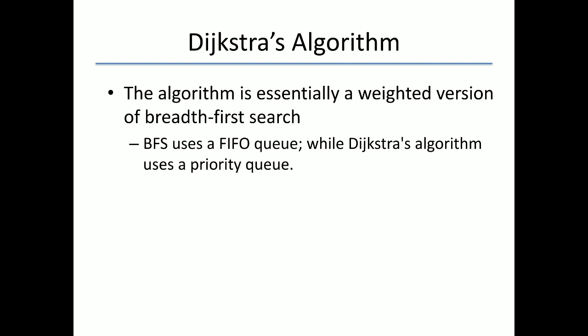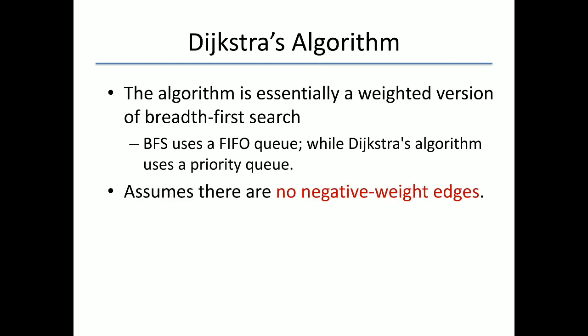So basically BFS uses a FIFO queue and Dijkstra algorithm uses a priority queue. And also Dijkstra algorithm works when there are no negative weight edges. So unlike Bellman-Ford that we have seen earlier in part 2, Dijkstra algorithm works only when there are no negative weight edges.